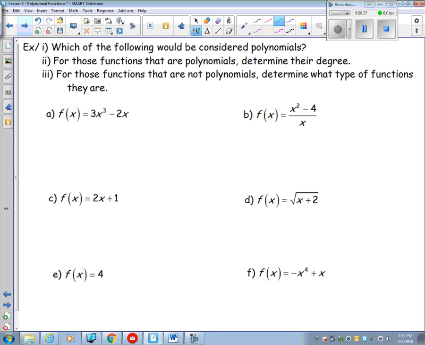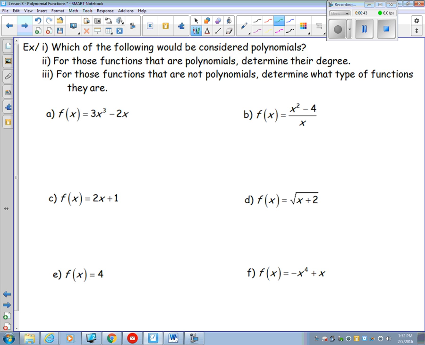So let's take a look at some expressions here. Can we figure out which ones are polynomials? If they are, what's their degree? And if they aren't, can you figure out what kind they are? Give it a try first, see if you can do it without me, and then if you get stuck, come back to the video and see what's going on.